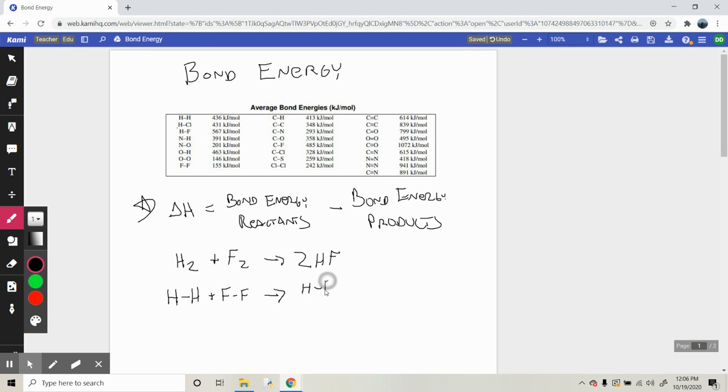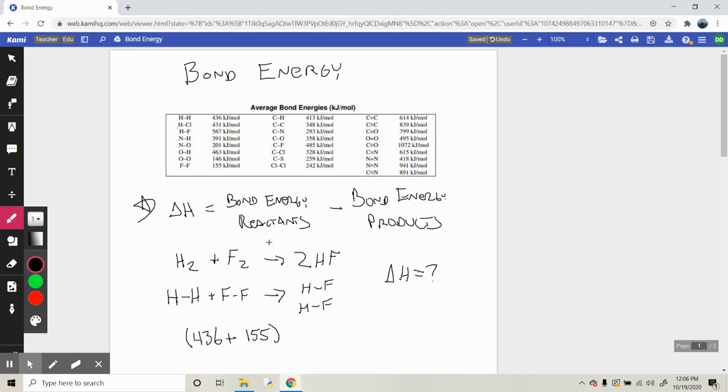And we're going to use the bonds in all these Lewis structures and these average bond energies to help us figure out the delta H of the whole reaction. Okay? And we do that by using this equation right here. So we're going to take the bond energy of our reactants. H to H is 436. F to F is 155.